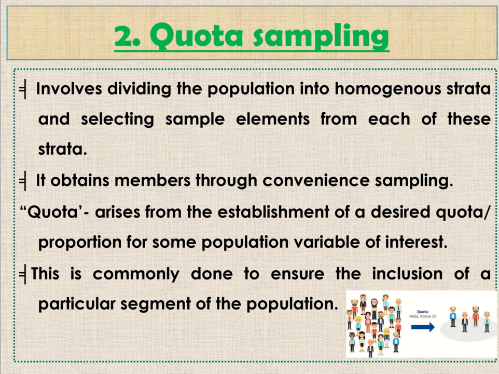The next, we have quota sampling. It involves dividing the population into homogeneous strata and selecting sample elements from each of these strata. So again, i-divide mo muna yung population mo into homogeneous strata. Tapos, you select sample elements from each of these strata. It obtains members through convenience sampling. Pag sinabing quota, it arises from the establishment of a desired quota or proportion for some population variable of interest. So this is commonly done to ensure the inclusion of a particular segment of the population.